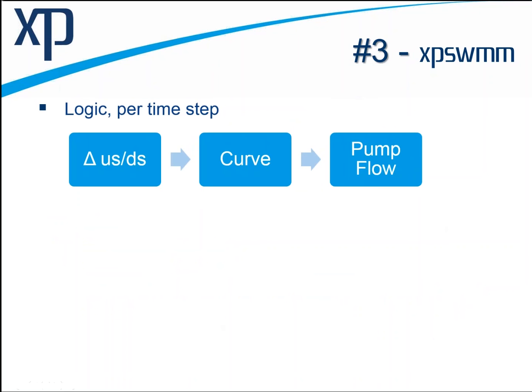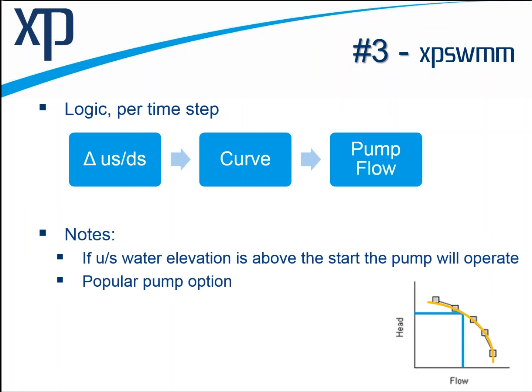Number three is this dynamic head, which is taking the difference between upstream and downstream, or downstream and upstream I should say, plotting that in the curve and getting a pump flow. Very similar idea. Of course, you're going to have small variations as we kind of shift up and down the curve. And this is a really popular pump option.